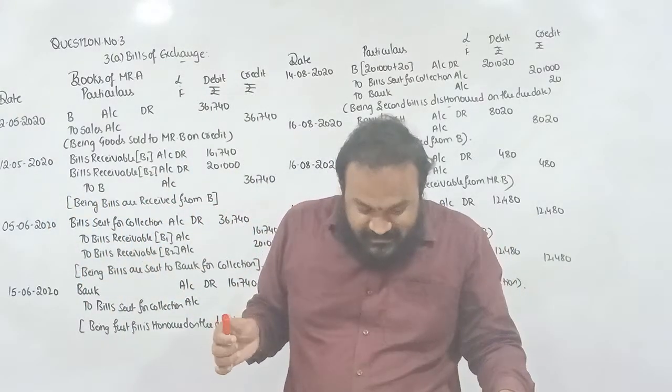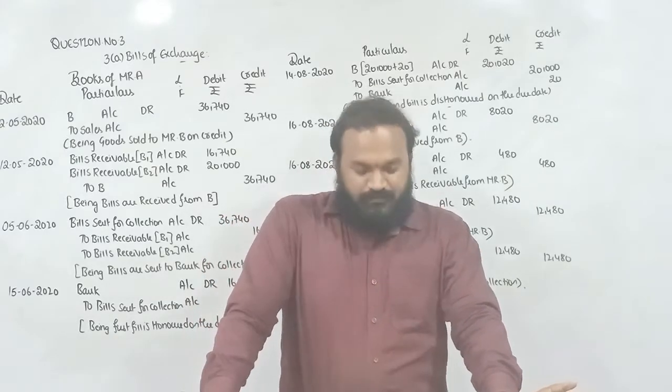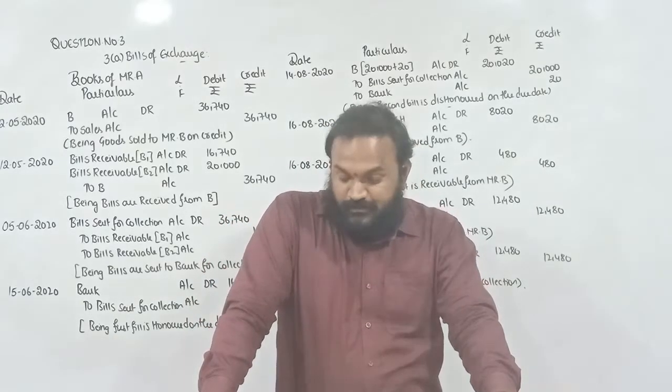Before the due date, boys and girls, B approached A offering 12,240.